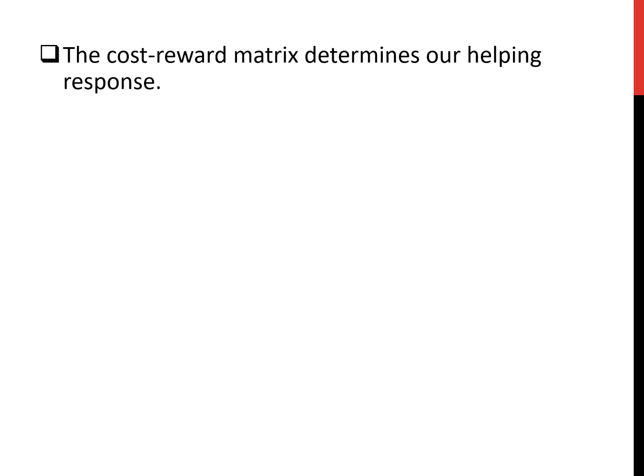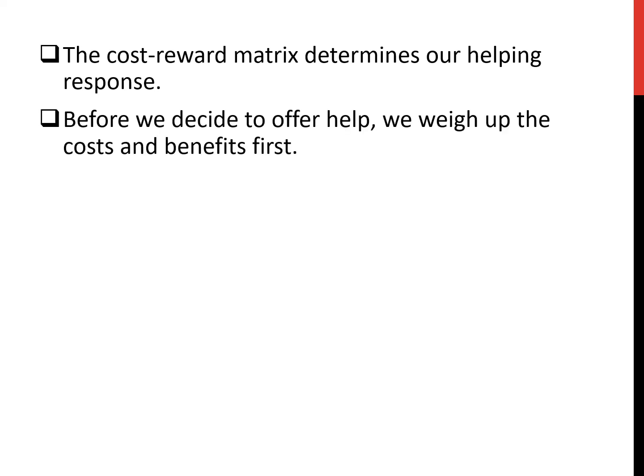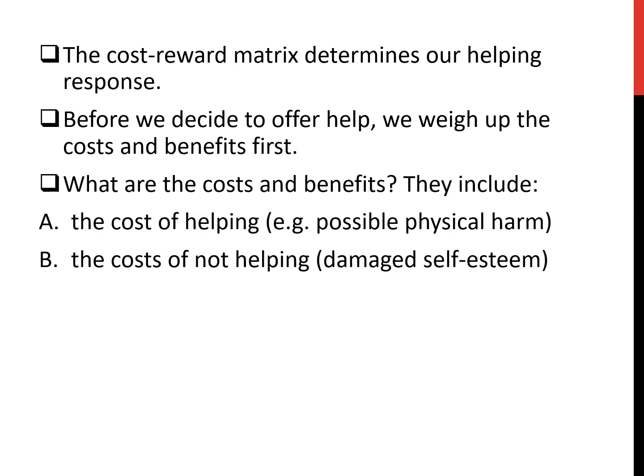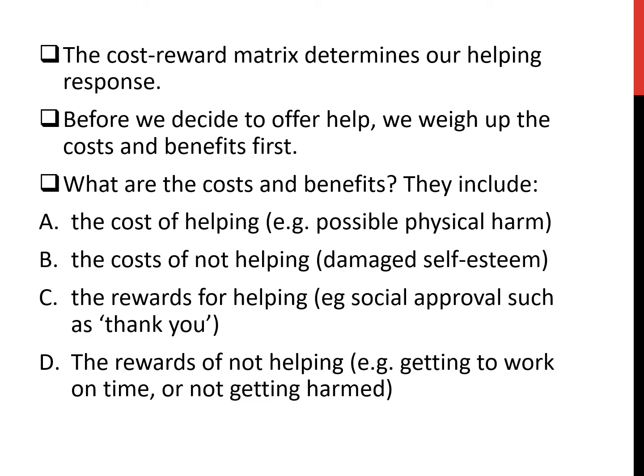Okay, so the cost reward matrix that I said earlier determines our helping responses. Before we decide to offer help, we actually weigh in the cost and benefit first, like I said previously. What are the cost and benefit that I just said? I just repeated the points. Like I said earlier, whenever you want to help, before deciding, it's human nature to weigh in the cost and benefit first. So we would help if the benefit is higher than the cost. If the cost is higher than the benefit, we are less likely to help. Okay.